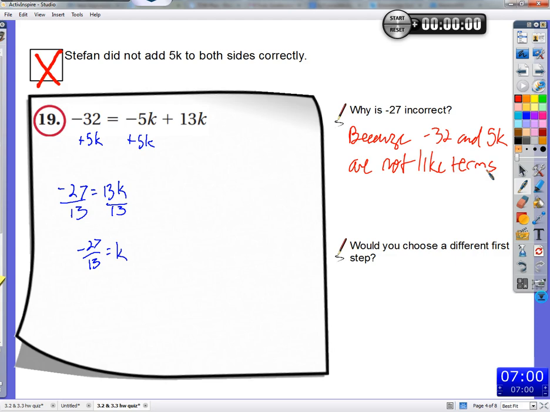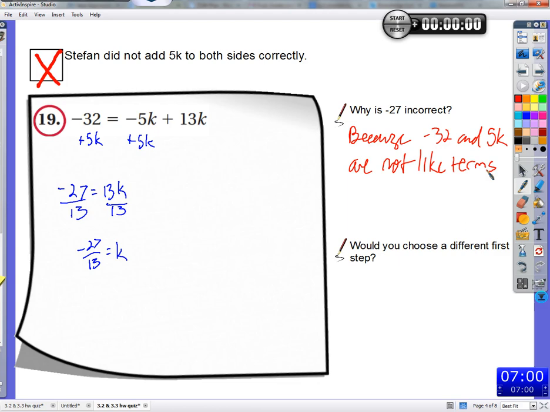Okay. But let me ask you this, can you add 5k to both sides? Can you do it or can't you do it? Is it possible to do? Yes. Is it legal to do? Could you do it? Yeah. Is it the best idea? No, it's not the best idea. But you can do it.